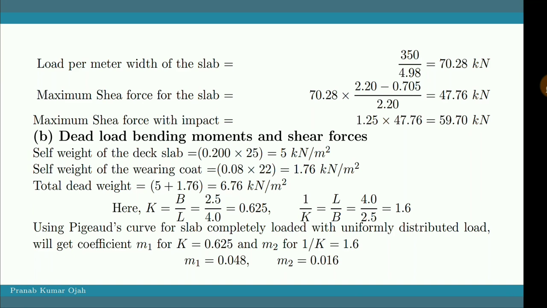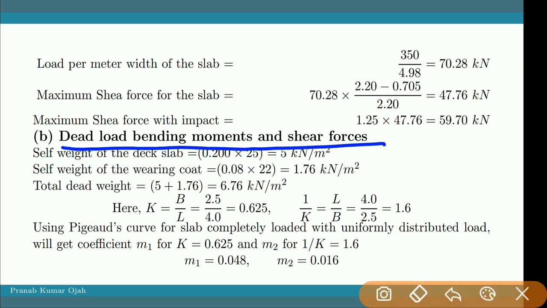Like the live load, now we have to calculate the dead load bending moments and shear forces. First of all, I will calculate the self weight of the deck slab. So this is 0.2 meter, the thickness of the deck slab, that is 200 mm, which is multiplied with the unit weight of the concrete, which is 25, and I will get the self weight of the deck slab as 5 kN per meter square.